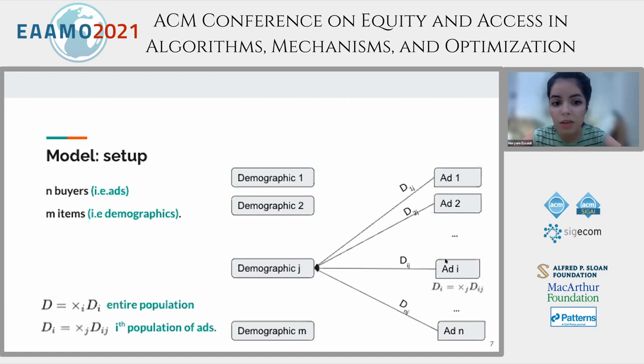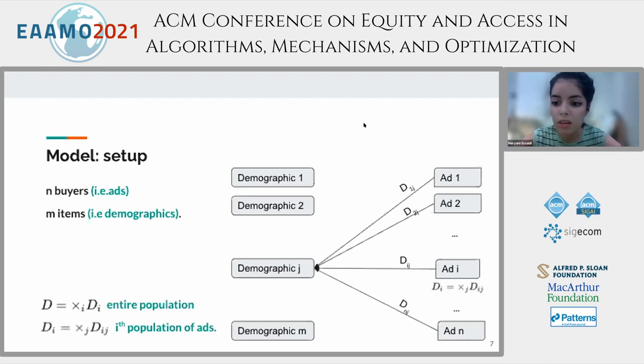Ad i's value for demographic j is represented by this distribution vij, and di here is the product of the dij's, and it represents the ith population of ads. And the way you can think of this is, for example, if this corresponds to STEM jobs, then you have like 1 million different STEM job ads, and when we're running an auction, one of them is going to be present and bid on this particular auction.